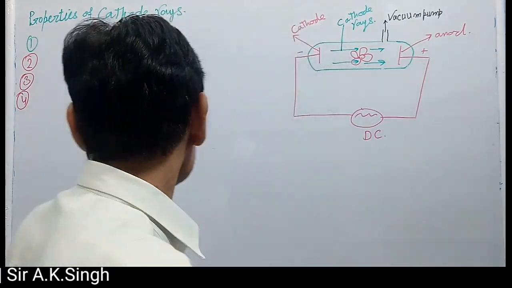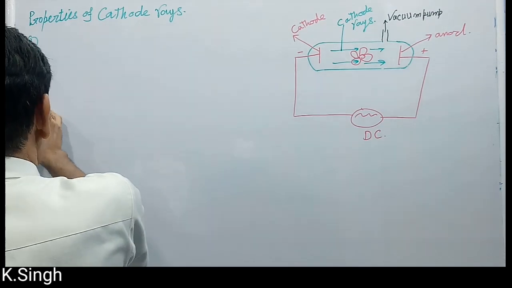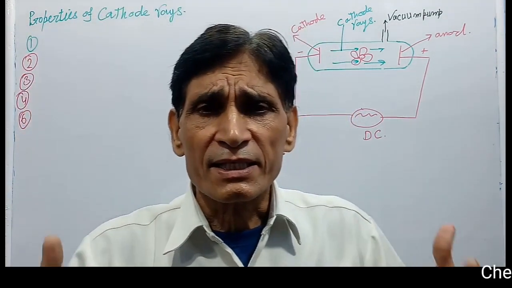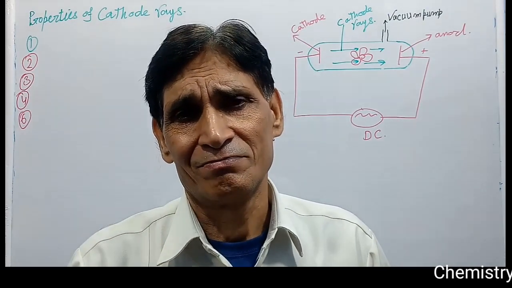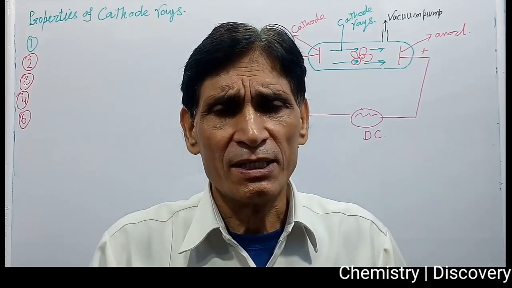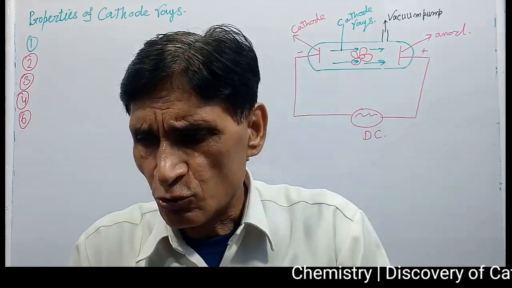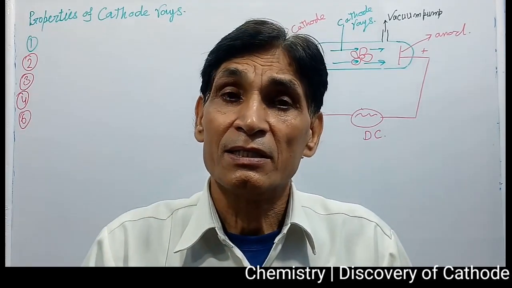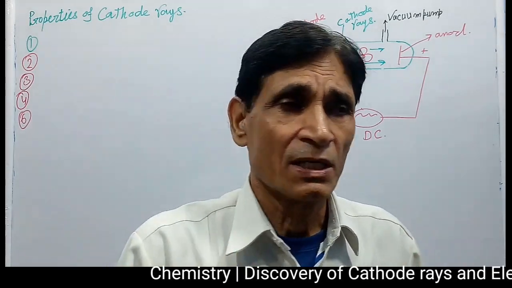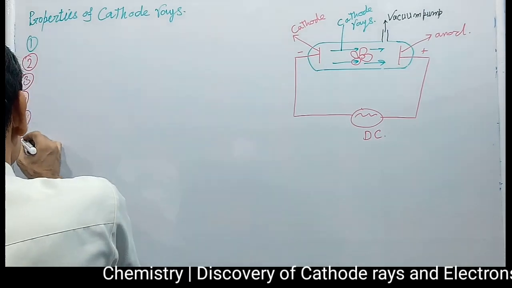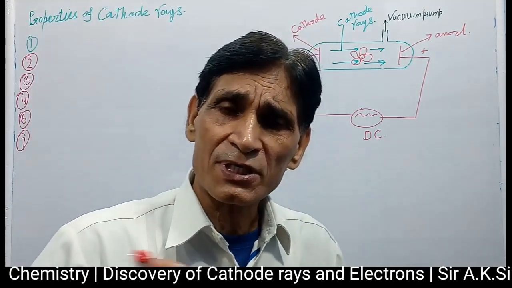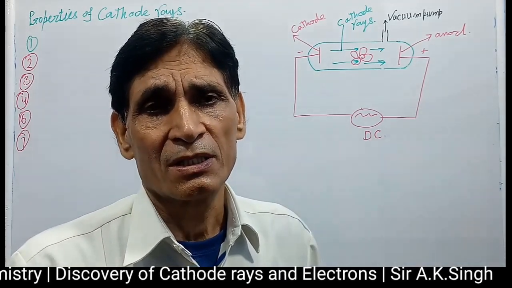Next point, cathode rays ionize the gas through which they pass. The gas present in the discharge tube, when cathode rays pass through it, gets ionized. Now next, cathode rays affect the photographic plate like ordinary light.